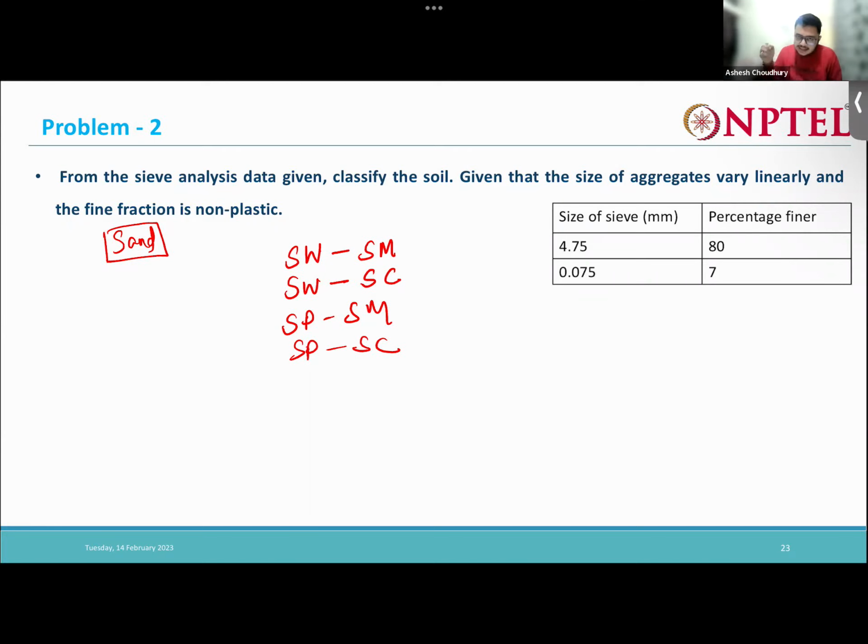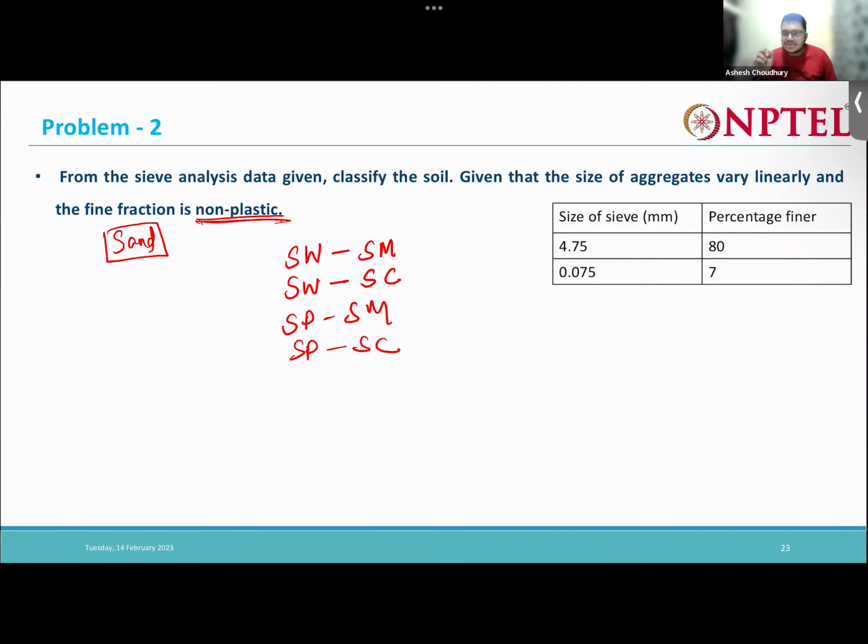The first hint, just by looking at the table, we knew that this is sand. Then we knew that the fine fraction is between 5 to 12%, that is 7%, so our soil will follow dual classification. This is the second hint that you got. Now the third thing: if you look into the question, you can see that the fine fraction is non-plastic.